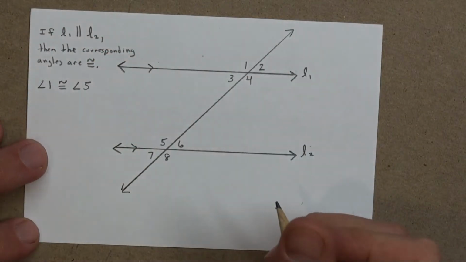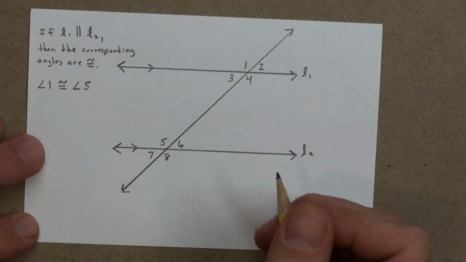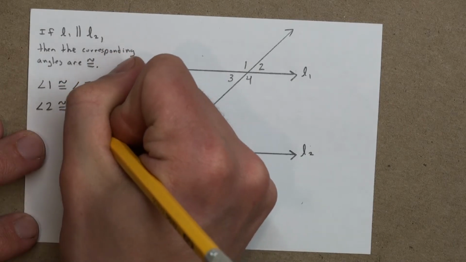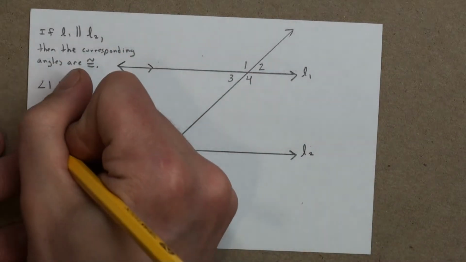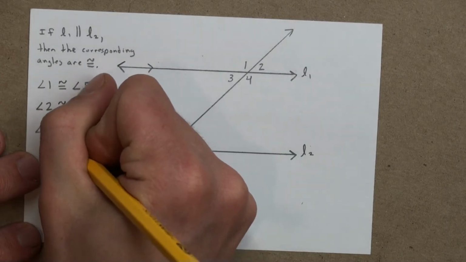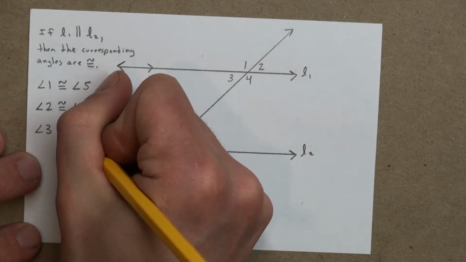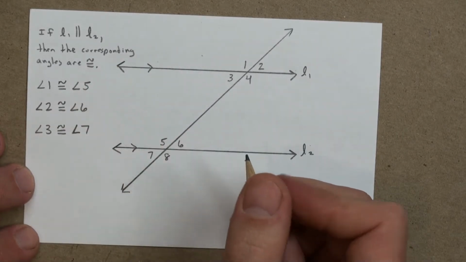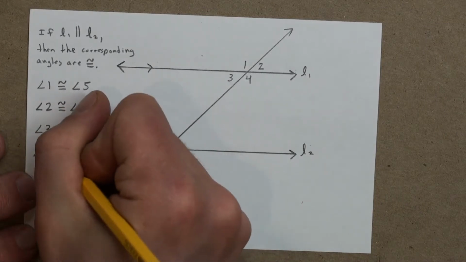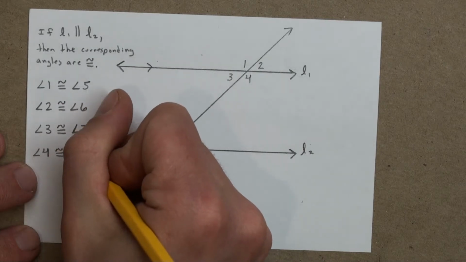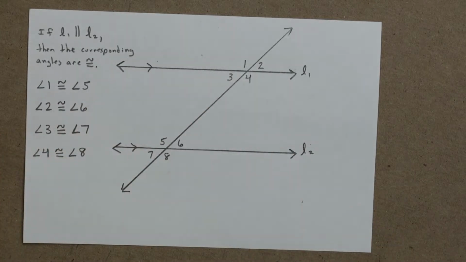angle 5. Angle 2 would be congruent to angle 6. Angle 3 would be congruent to angle 7. And angle 4 would be congruent to angle 8. Okay? I think that's good enough for that one.